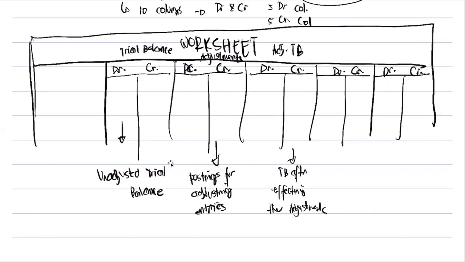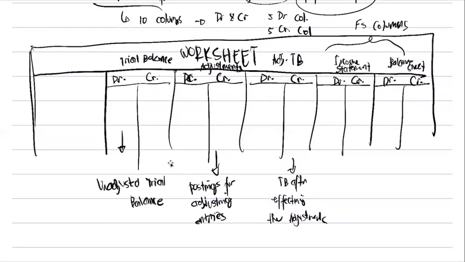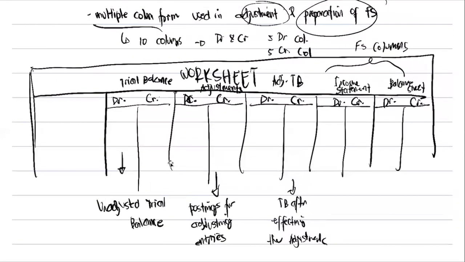And the fourth and fifth debit and credit columns are known as your financial statement columns. So these are your income statement first, and then we have your balance sheet. Okay. So again, this is your worksheet. It is composed of 10 columns, which is either debit or credit. So it is composed of 5 debit columns and 5 credit columns.